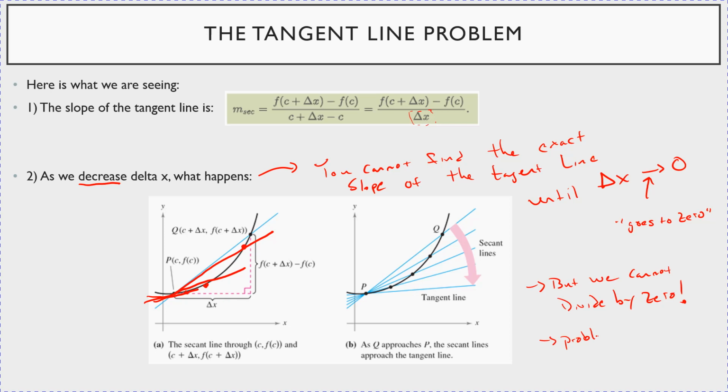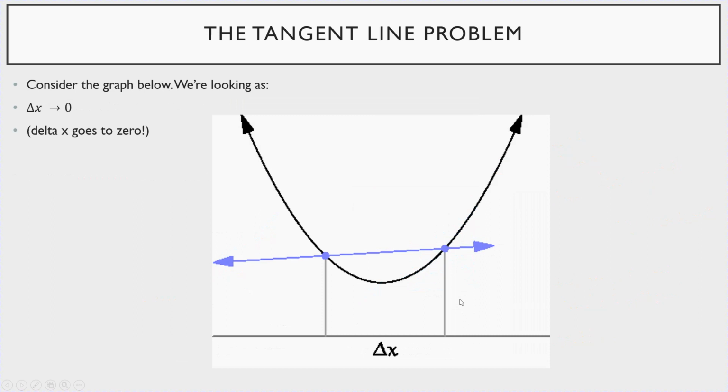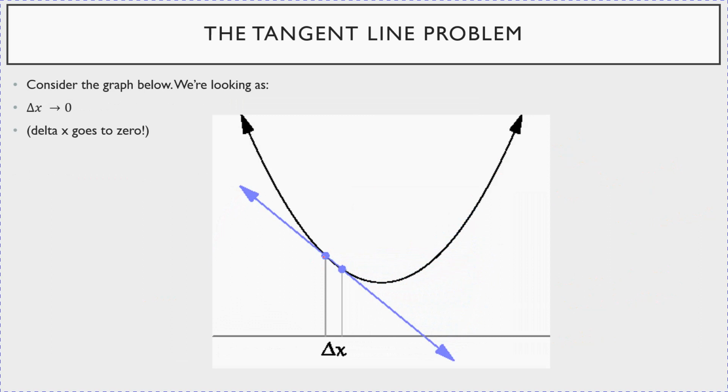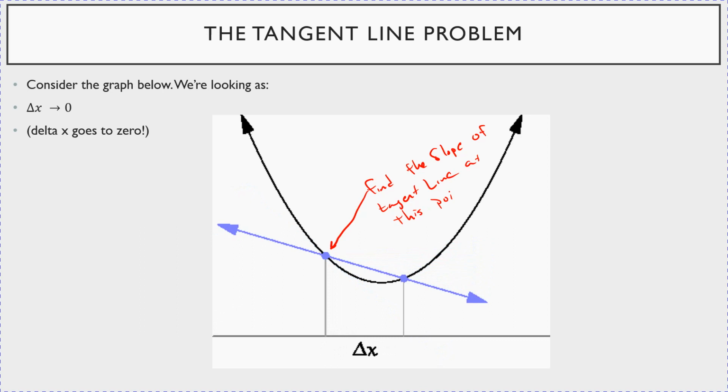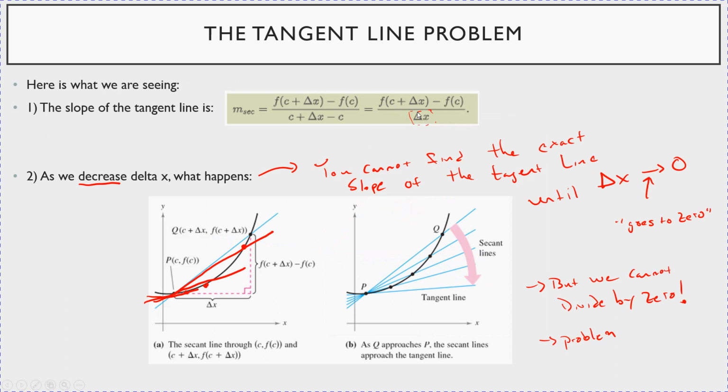And let me show you an interactive example of this on the next slide. So here's the problem. Let's look at this graph. Suppose you want to find the slope of the tangent line at this point right here. What you would do is approximate it with what Matt was calling the secant line. So I'm going to pick a point over here, and I'm going to keep decreasing my delta x to get a better and better approximation to the tangent line. But as I shrink delta x as it goes to zero, I'm going to go back to the last slide, I get a divide by zero in my denominator, which I can't have.